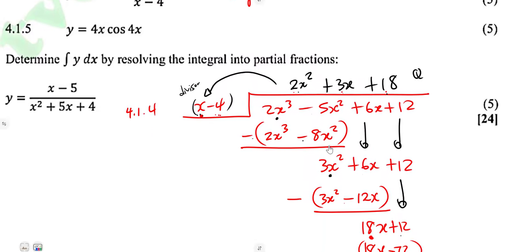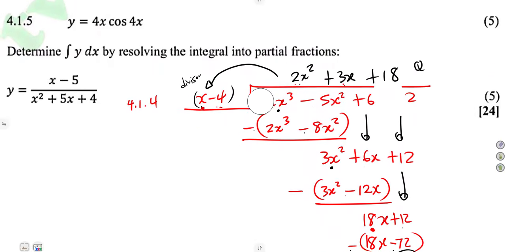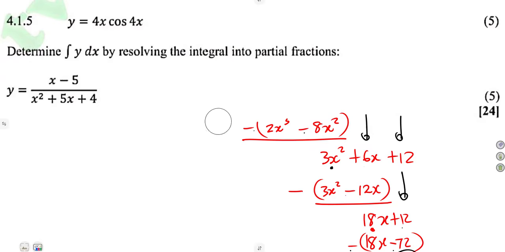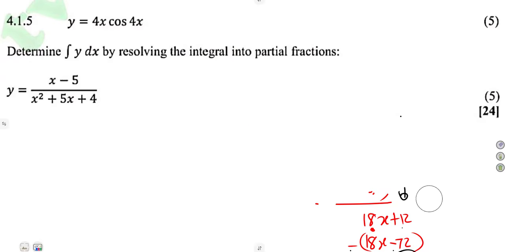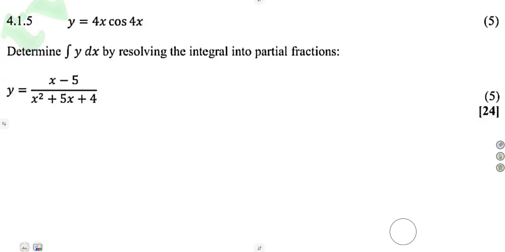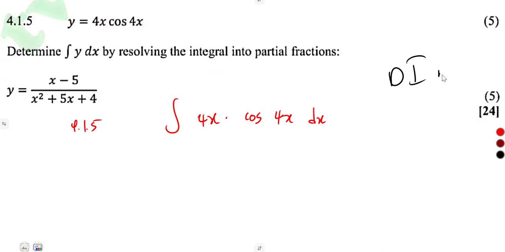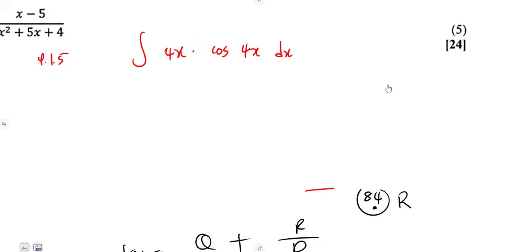4.14, 4.15, which is given a product. This is an integration of a product, an algebraic to a trigonometric. So by parts is the best one to be applied here. 4x times the cos of 4x with respect to x. So remember, by parts or using the DI method. That can also be used in place of our by parts in a shorter way.